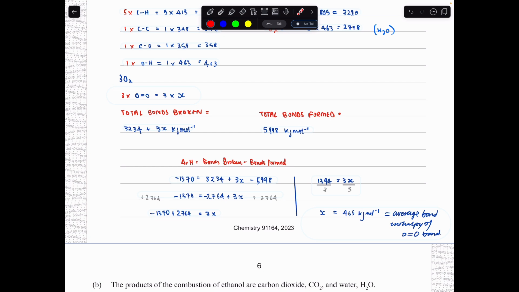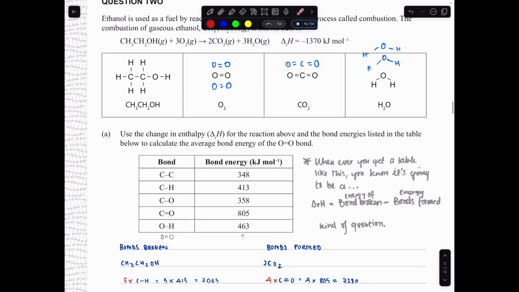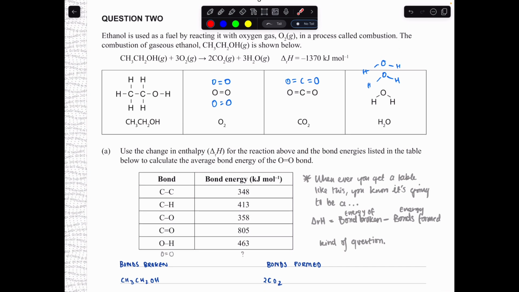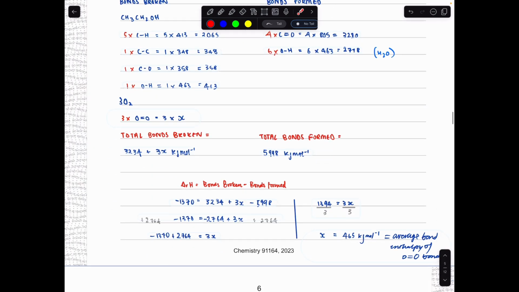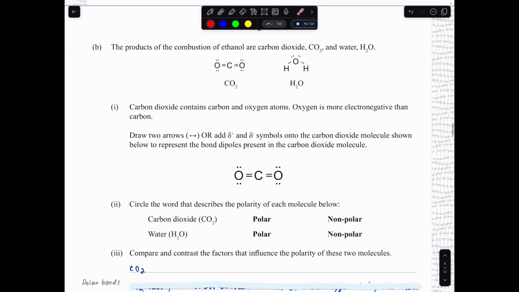How easy was that? You've got to be careful. Make sure you don't forget any bonds, and draw things out because that really helps. Don't forget units as well.